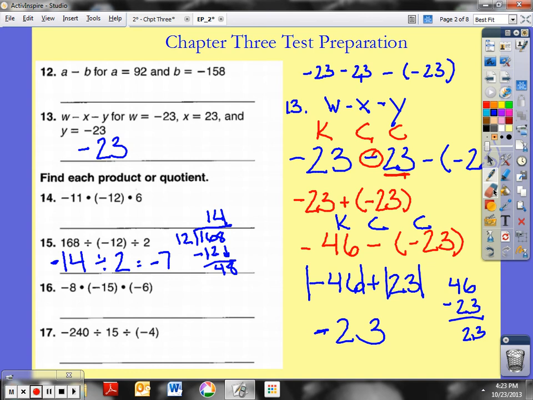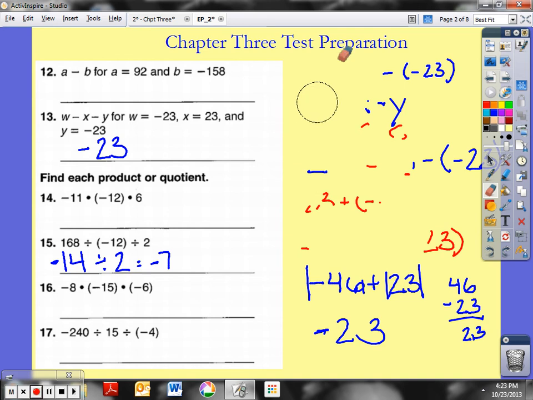Okay. If I take a look at another problem, let's go with this one here. Negative 240 divided by 15 divided by negative 4. So I'm going to go from left to right. All we have is division here. Let me erase some of this stuff to give me some more space.